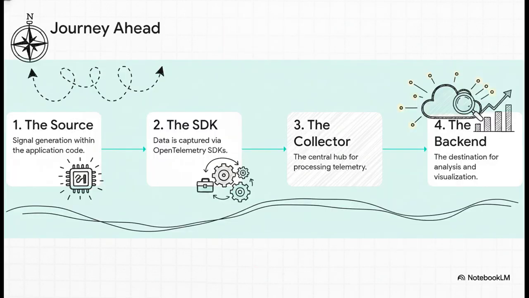Every great journey needs a map, right? Well, here's ours. It's a pretty straightforward 4-step trip. We're going to start at the source, right inside your code. Then we'll see how it gets picked up by the SDK. From there, it goes to the central processing hub, the collector. And finally, it lands at its destination, the back end, where all the analysis happens. So let's get going. First stop, the source.